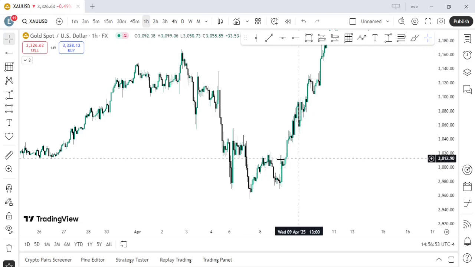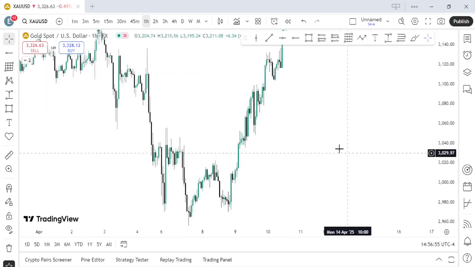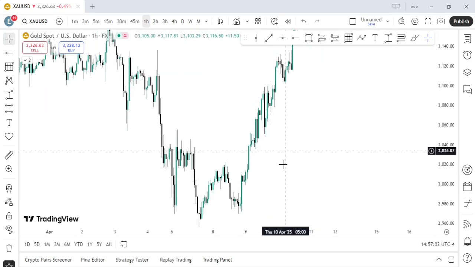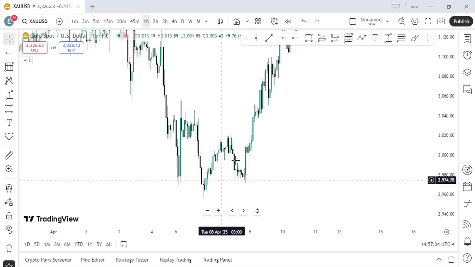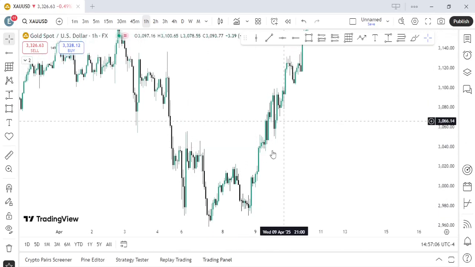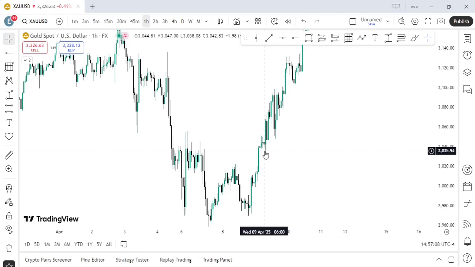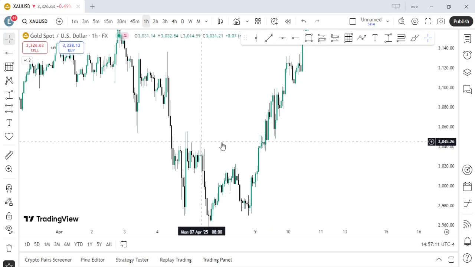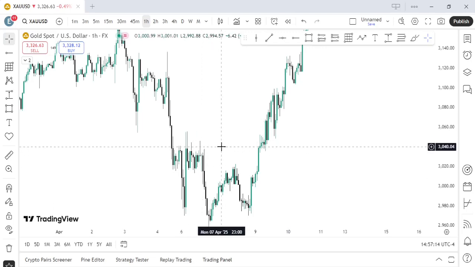So I started to look for structures, but I didn't actually find any structure on the 1 hour from this low right here up onto this high right here. This was where I found my structure, so this low right here. Technically, to be honest, I didn't really use the 1 hour time frame. I actually used the 5 minutes time frame.